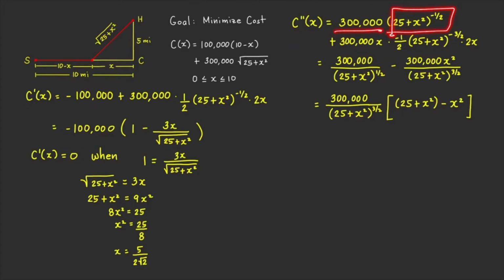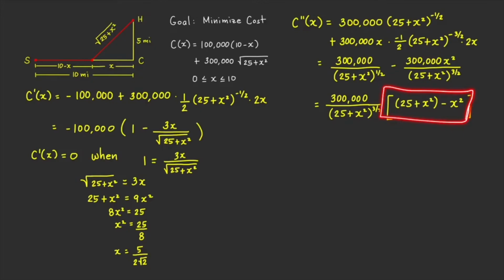And then plus 300,000x times the derivative of this expression. So again, that is equal to, bring down the power, negative 1/2, subtract 1 from the power, so that is negative 3/2, and then times the derivative of the base, which is equal to 2x. And we can write this down in this form, making the powers positive. And then when we factor out this expression, 300,000 over 25 plus x squared raised to 3/2, then we can write the remaining factors as 25 plus x squared and then minus x squared.